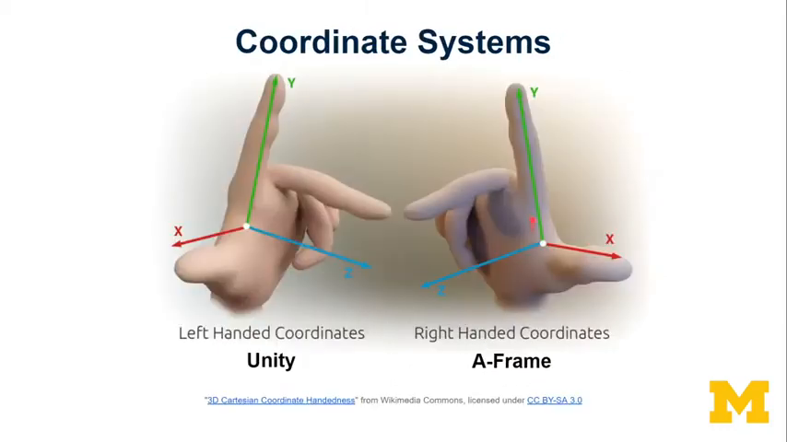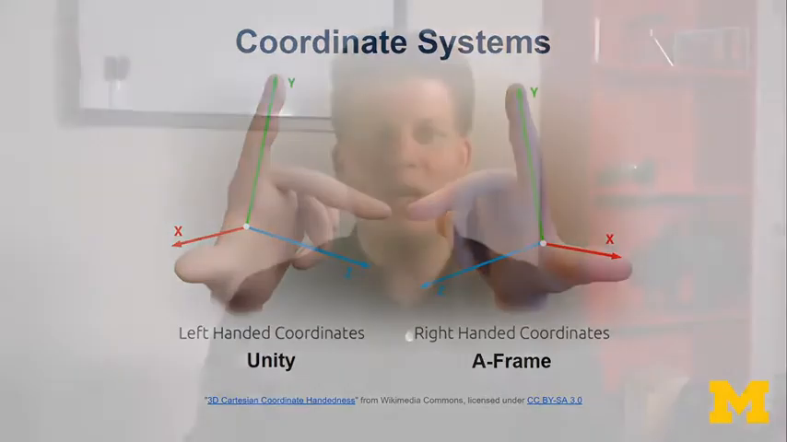This is the holy grail when it comes to coordinate systems. Left-handed coordinate system, this hand, that's what we use in Unity. And the right-handed coordinate system, that's what we use in A-Frame. And the biggest difference that you see is obviously whether the z actually increases or decreases. That really makes a difference. So in A-Frame, for example, when you move your head forward, you're actually decreasing the z. And in Unity, it's the other way around. Confusing, but you'll figure it out.